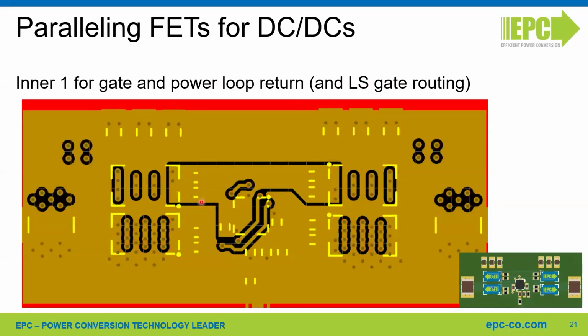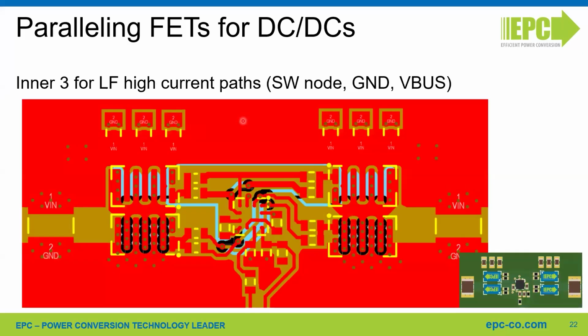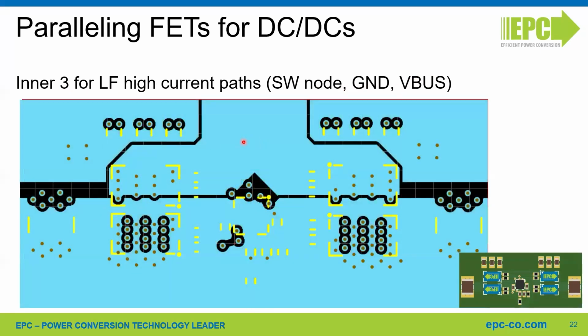So this is the inner layer one. You can see this polygon is used as a return path for the gate drive signals to the high side FETs. And then you can see the return from the low side FET ground up to the bypass capacitors. The third inner layer can be used for low frequency, high current paths. So switching node from the devices to the output inductor, the ground, and the input voltage. This is the example.